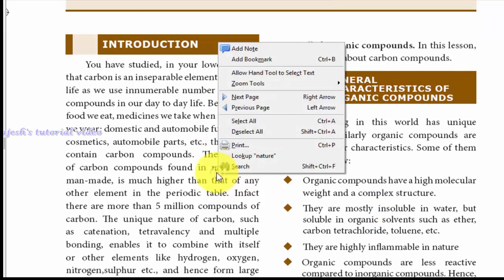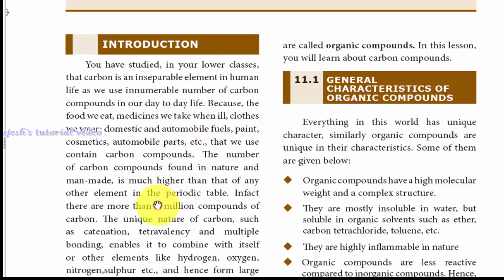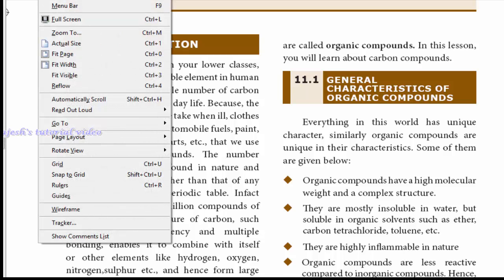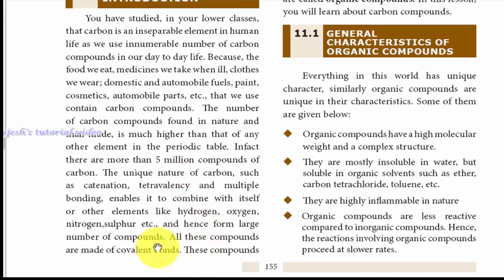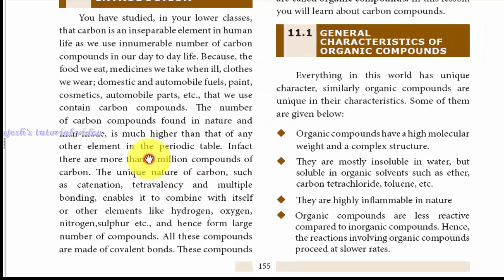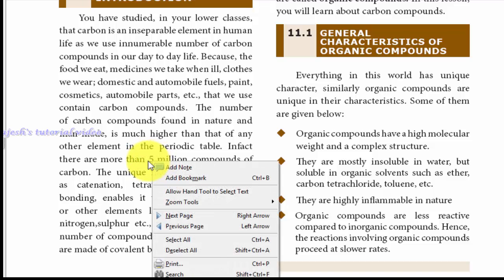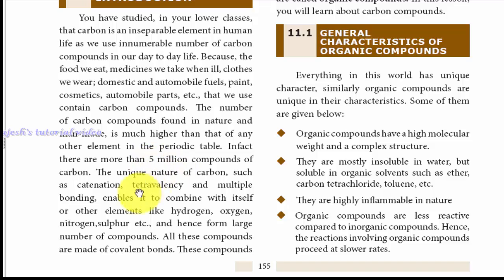Carbon compounds are found in nature. They are natural, and many man-made compounds are also seen. Many carbon compounds are yet being discovered. No other element in the periodic table forms as many compounds as carbon. More than 5 million compounds of carbon are known, and more are being discovered even now. And this number is due to the unique nature of carbon.